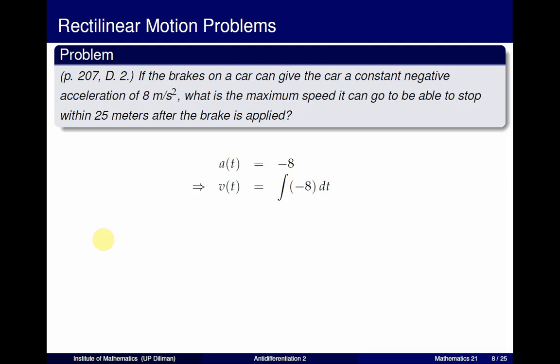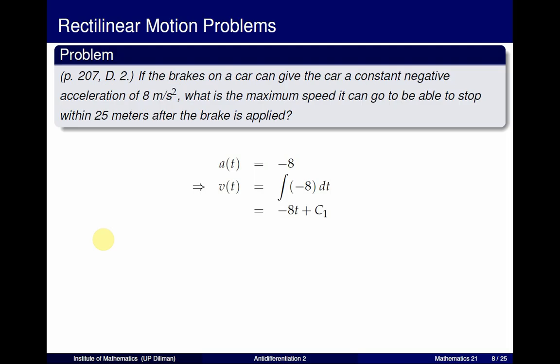And you already know how to do this. This is just negative 8t plus c1. Why is there a 1 on the c? Because I will be integrating this again and I will have another constant. That's why I need the c1 to distinguish it from the new constant later.